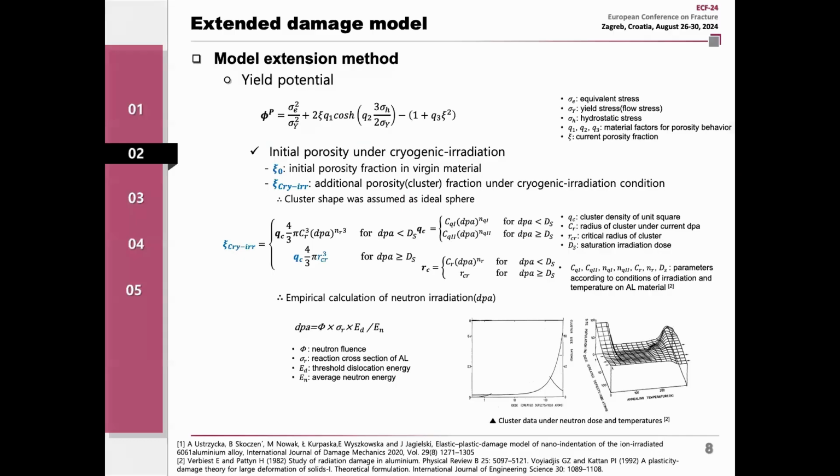This step is the extended damage model. I will introduce my methodology. In my studies, the model extension method is based on the modified GTN model. As you know, its potential is depicted in these equations. Among the parameters, I firstly consider the initial porosity under cryogenic irradiation. Previous studies already detected the cryogenic and specific dose and the radius of the cluster, and using these data, I calculated the ideal sphere porosity fraction of the initial porosities. And additionally, the empirical calculation of nuclear irradiation was basically set up in dpa.